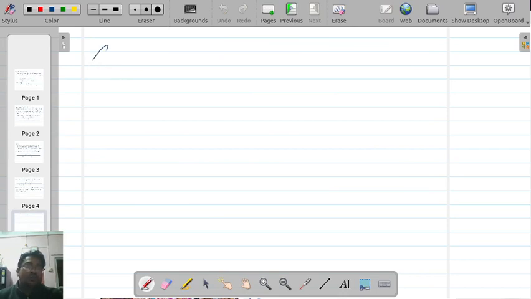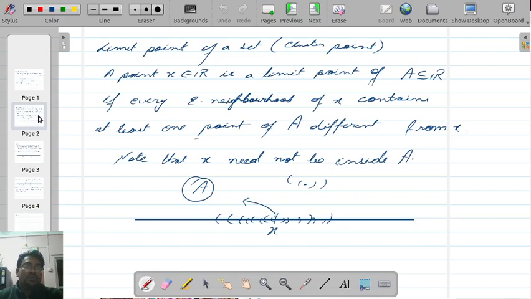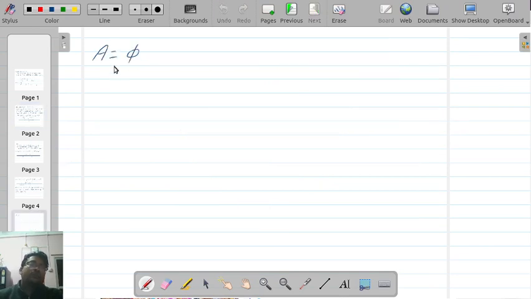What about the set phi? If A is equal to phi, what are the limit points? From the definition itself, it follows that the empty set cannot have limit points. Because a point will be called a limit point if for every epsilon neighborhood of that point you can find at least one point from the set A. So if A is itself phi, you cannot find such a point. So phi has no limit points.